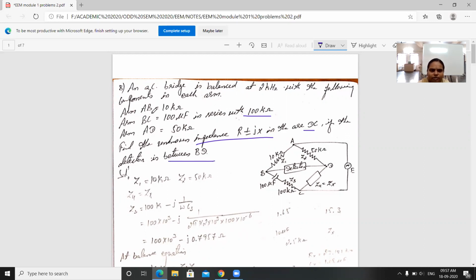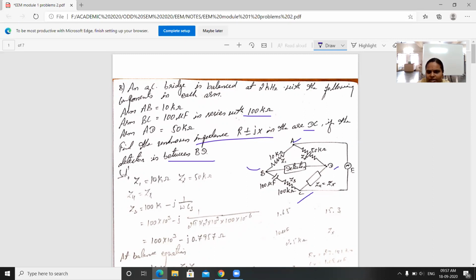First you have to observe which arms are given. First you make sure of those terminals, that is A, B, C and D. Okay, first you fix these terminals. Then across AB a resistance is connected, 10 kilo ohms. Across BC a capacitor of 100 microfarad is connected in series with the resistance of 100 kilo ohms. Then at AD 50 kilo ohms resistance is connected.